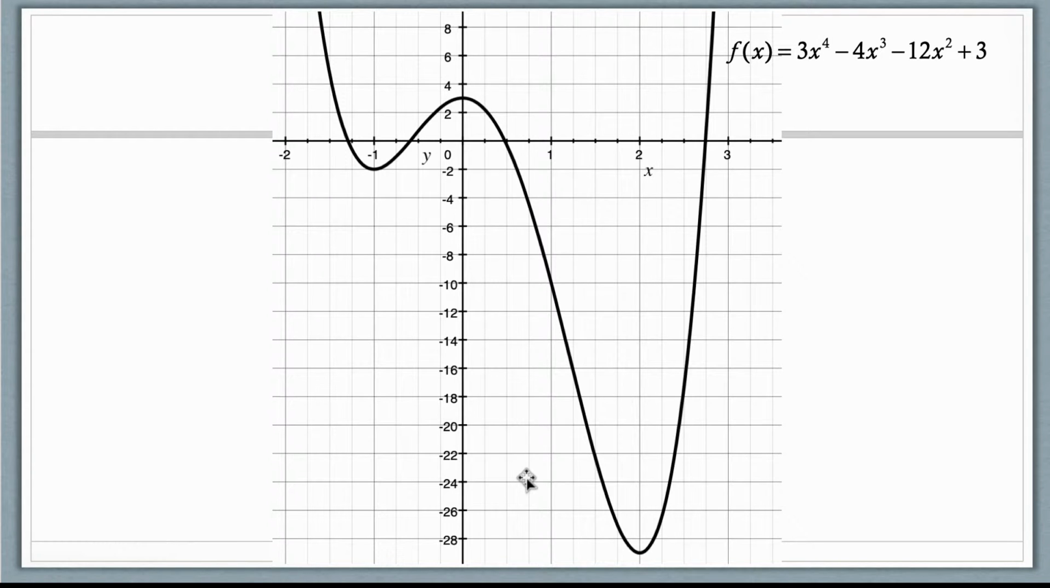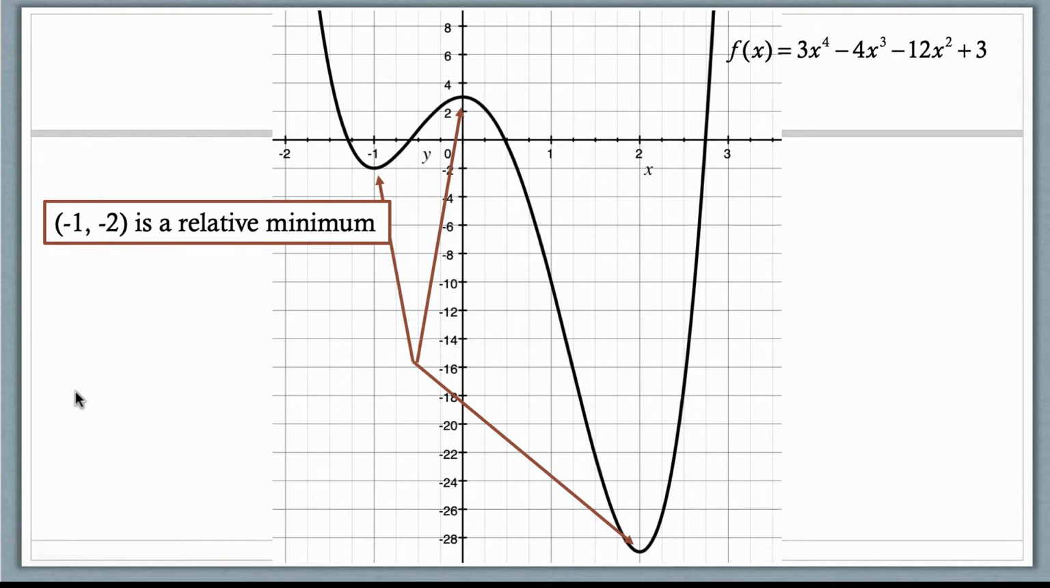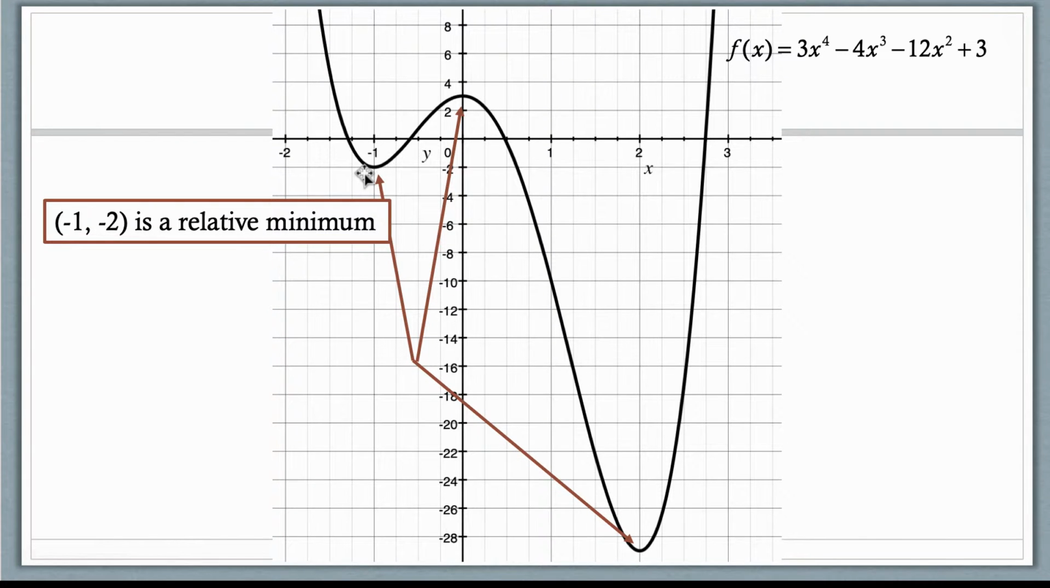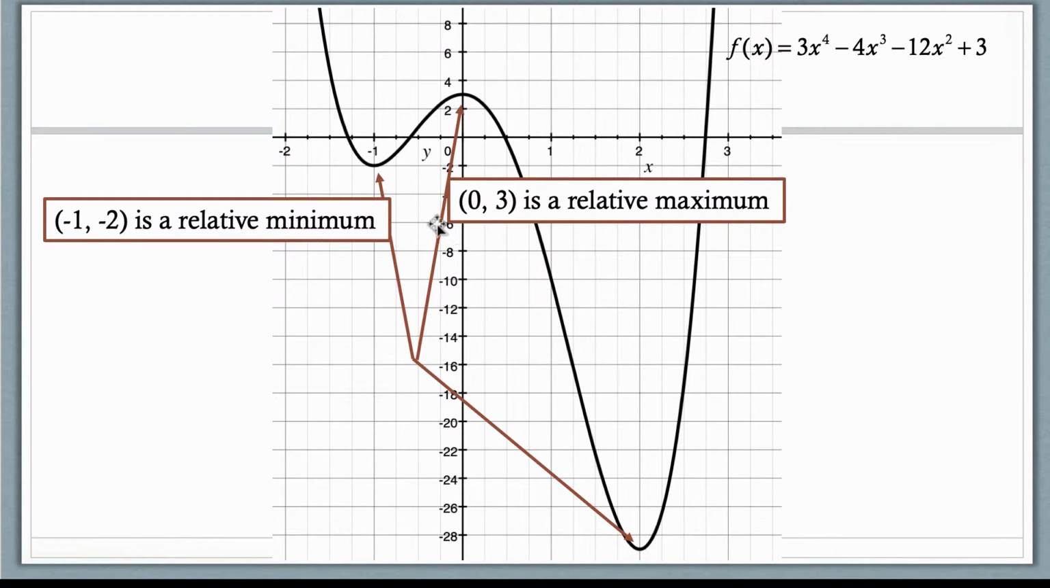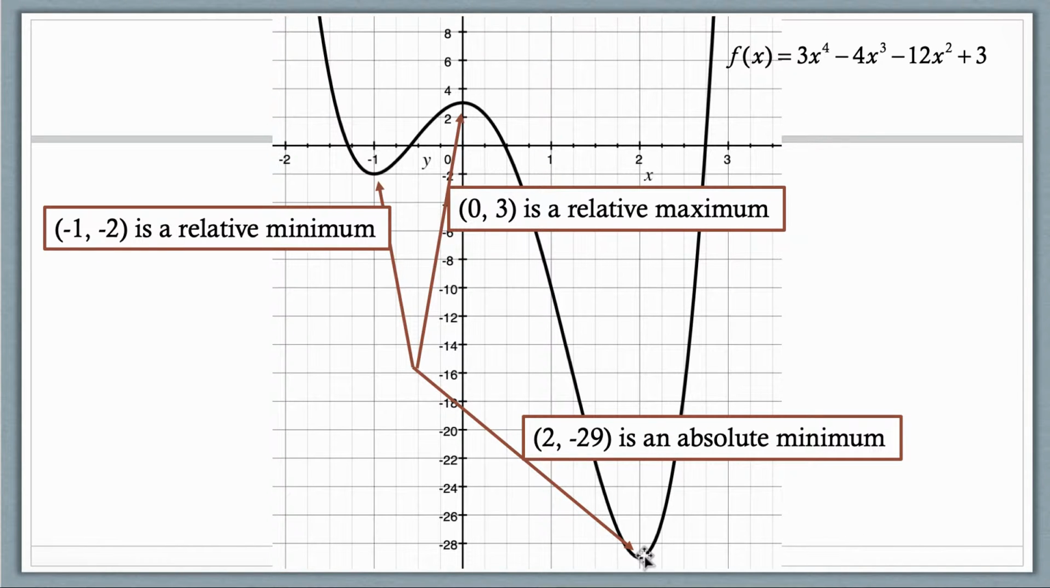In the next graph, I have a quartic function. So here I see 3 points of interest. I have a minimum here, a maximum here, and then another minimum. (-1, -2) is a relative minimum because it does change direction, but it's not the lowest minimum in my function on the entire domain. (0, 3) is a relative maximum, again, because it does change direction, but it's not the maximum point on the entire function. However, this last point here is an absolute minimum because it is the lowest point on this entire function within its domain.